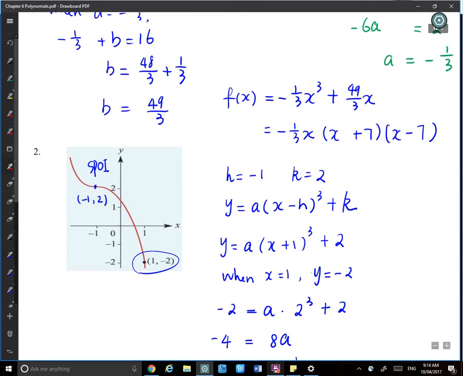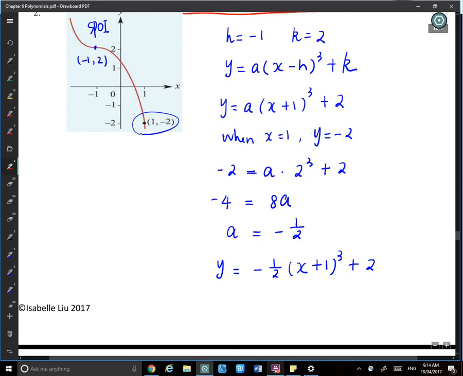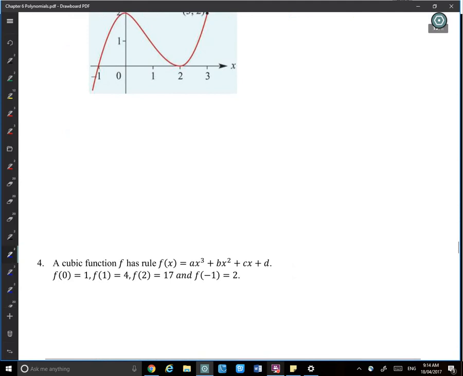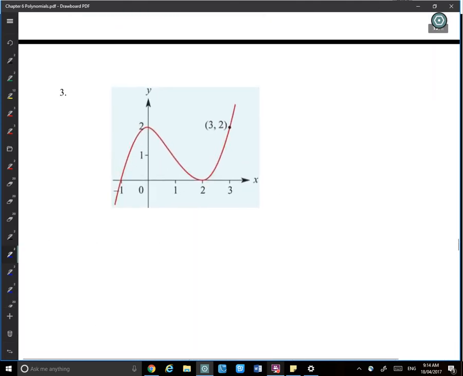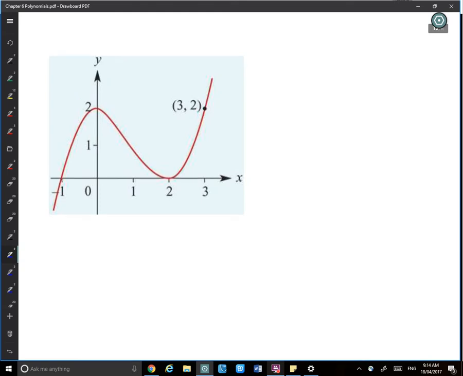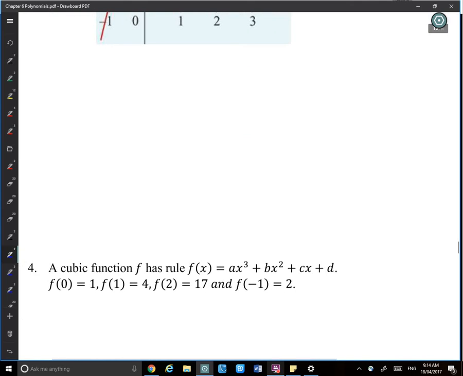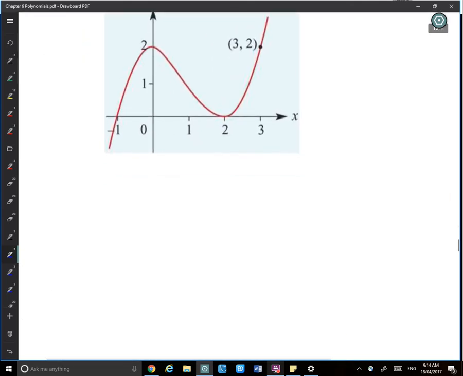I need to draw a line here. Let's get the second one. Let's have a look at this. I'll only go through this one. That's the last one. Example 4, I will leave you to do this. Okay, example 3.